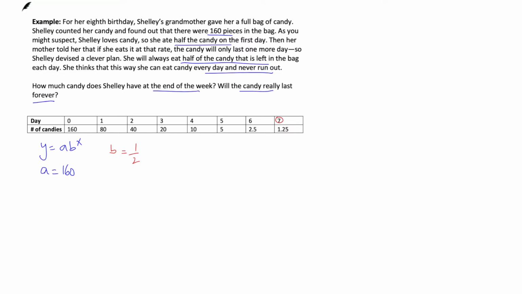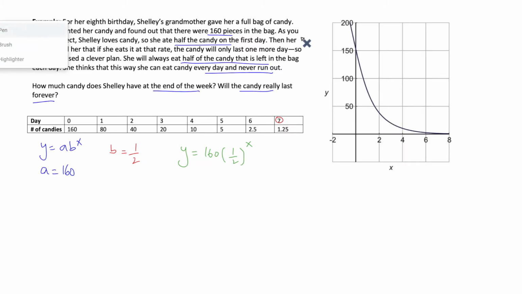Our equation would look something like this. We have y equals 160 times (1/2) raised to power x. You see, this b is a fraction between 0 and 1, so it has to be exponential decay and not exponential growth. Now, let me show you the graph of this function as well. So the graph basically looks something like this. We start with 160, the candies keep decreasing and ultimately they reach very close to 0.